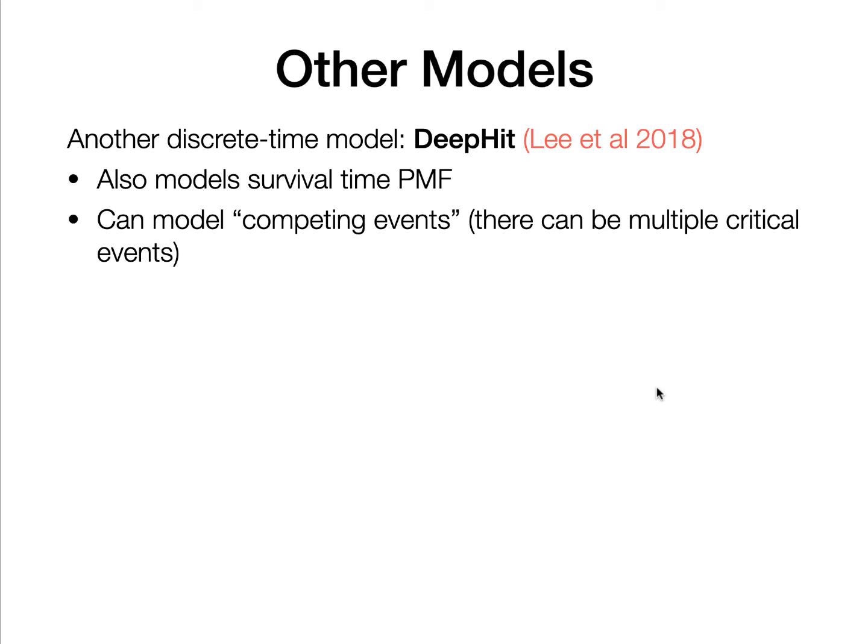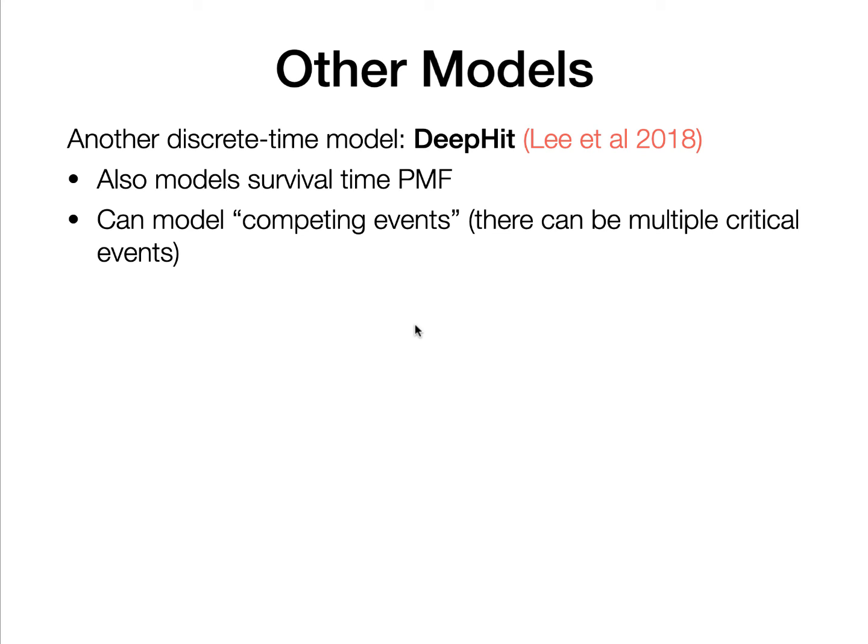So instead of only looking at, for example, time until death, maybe you're looking at a data set where you have death as one critical event and also disease relapse. Okay, so for example, for a bunch of patients, maybe you have time until disease relapse, whereas for some other patients, they die before the disease relapses. So that's an example of what's called a competing event.